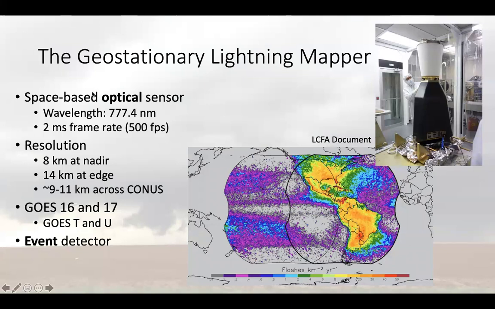So this is a space-based optical sensor with a 2 millisecond frame rate, about 500 frames per second, and a resolution of about 8 kilometers directly beneath the satellite and about 14 near the edge. Now, the important thing about this is that the GLM is an event detector. What the GLM is doing is measuring the background radiation that's emitted from the clouds and then looking for rapid changes in the brightness of those cloud tops. Those rapid changes are what the GLM is detecting on the individual pixel level as singular events. It's capturing where those events are and their brightnesses.